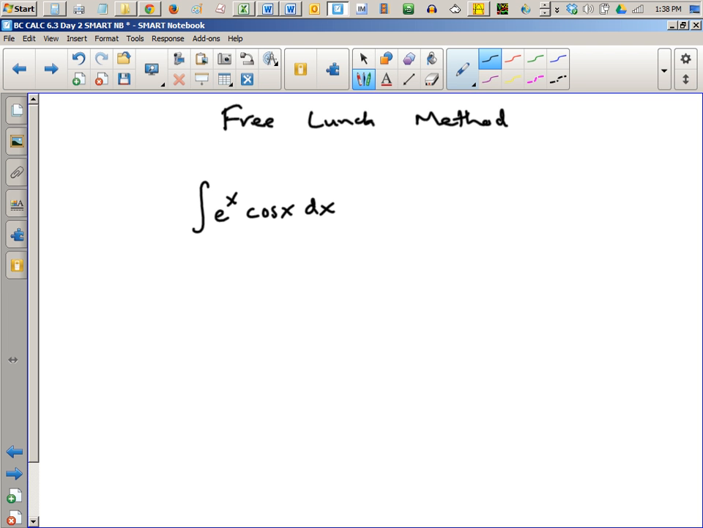Okay, so we're going to start it. Let's see what happens. I'm going to actually pick this to be my u. By the way, I never pick an exponential for my u, if I can help it. I'll never pick e to the x as my u. That's just a general rule of thumb. But I'm going to use IBP.